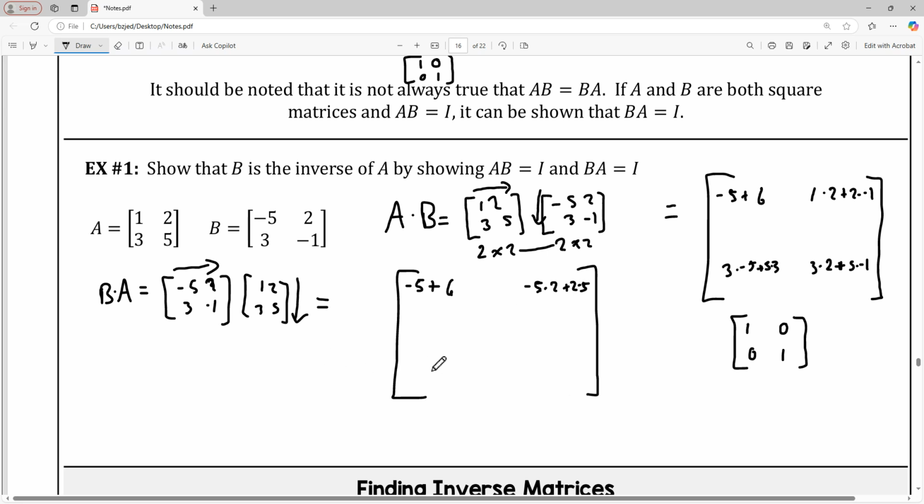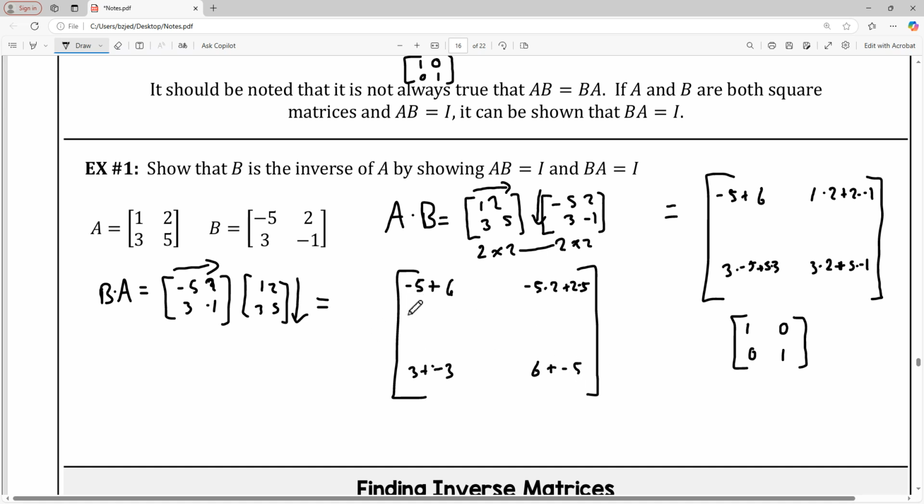Here I'm going to do the second row, first column, so I'm going to do the second row of 3, -1 times the second column here. 3 times 1 is 3, plus -1 times 3 is -3. And here I'm doing second row, second column. 3 times 2 is 6, plus -1 times 5 is -5.